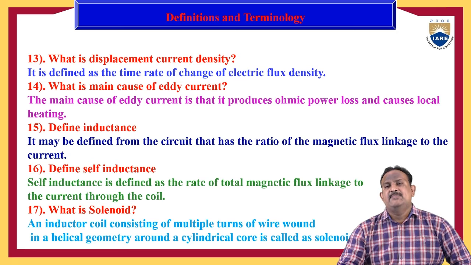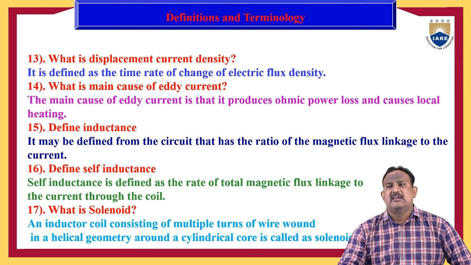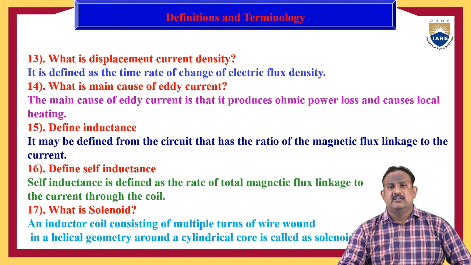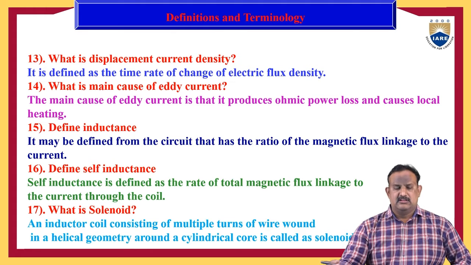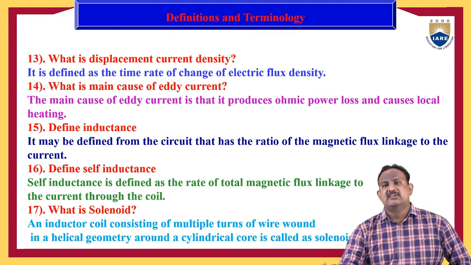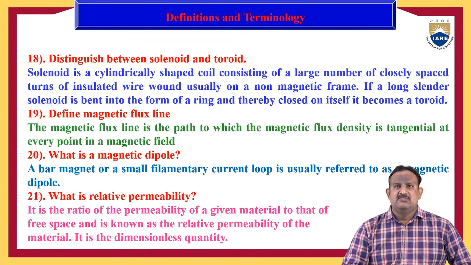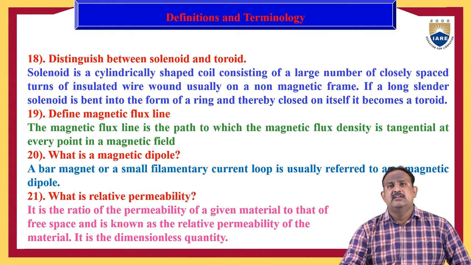Self-inductance is defined as the ratio of total magnetic flux linkage to the current through the coil. So what is a solenoid? A solenoid is an inductor coil consisting of multiple turns of wire wound in a helical geometry around a cylindrical core. Now, distinguish between solenoid and toroid.